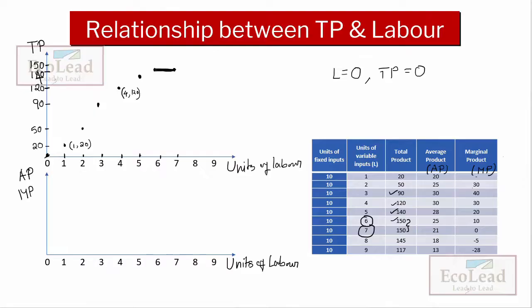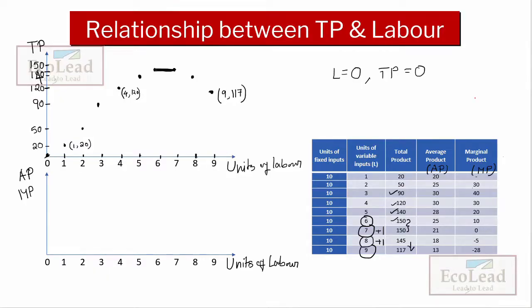Then what is happening? If we keep increasing the labor units and we engage one more labor after the 7th unit of labor, then the total number of labor will become 8. So by engaging 8 units of labor, we can see that the output has deteriorated, and the output here is only 145. For the 9th unit, the total output will be 117 units of output.